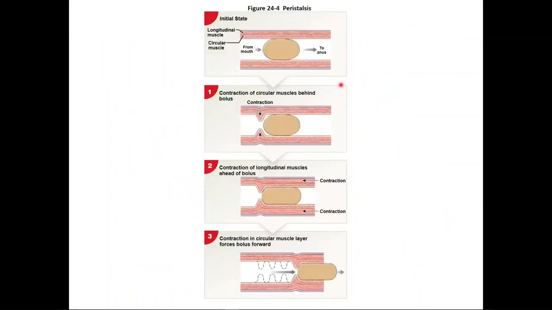Okay, so again, this is what I meant. What should be happening? If there's a food bolus there, we should have contraction behind it, and they're not showing it here actually, but there should be relaxation in front of it. There's contraction behind it, and then it's going to move hopefully in the correct direction. Okay, so this is very simplified.